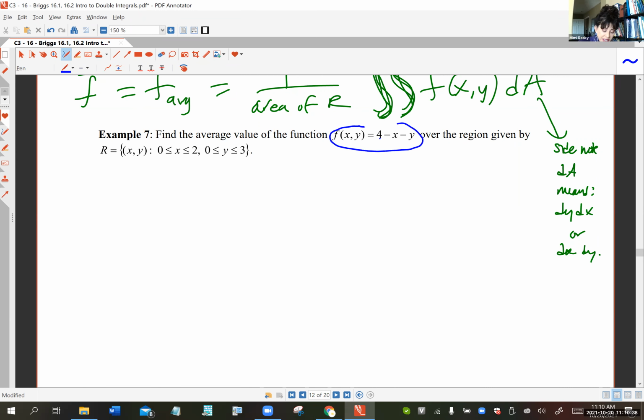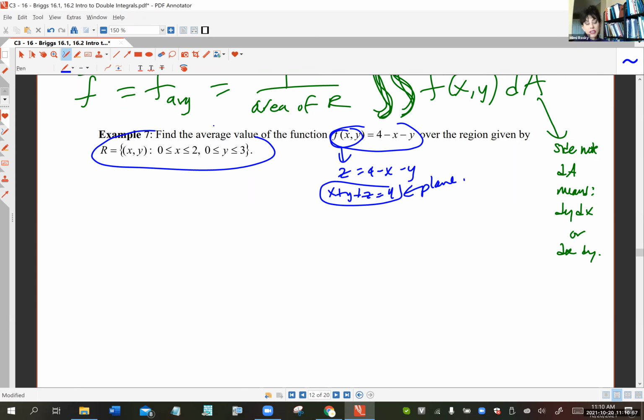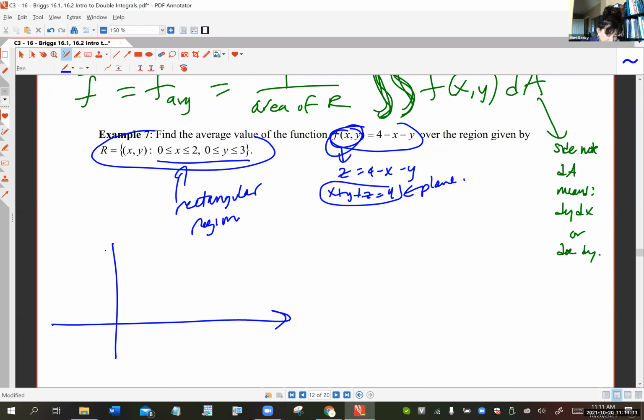And folks, if I graph this, this is a plane. How do you know? Well, you replace f of x, y with z. That's legal. And then you get that. And you can rearrange this by adding x and y to both sides. And I hope it's more recognizable now. It's just a plane. And you want to know what the average altitude is, essentially, the average z coordinate, the average f of x, y, over this region. Now, this is a rectangular region. How do I know? Because all of the limits on x and y are pure numbers. In fact, I could sketch the region right now. Check it out.